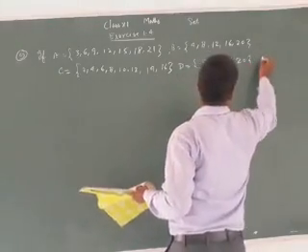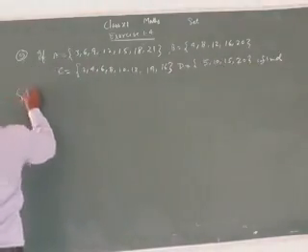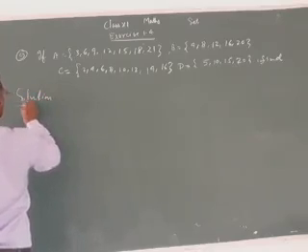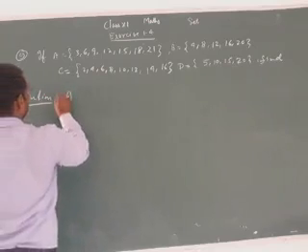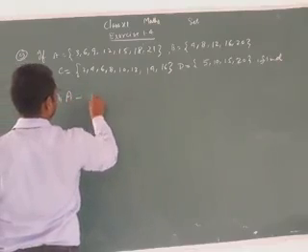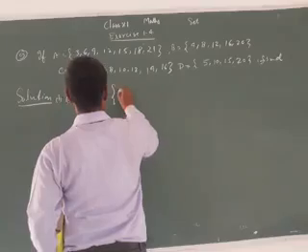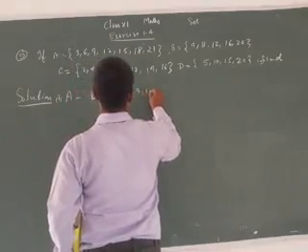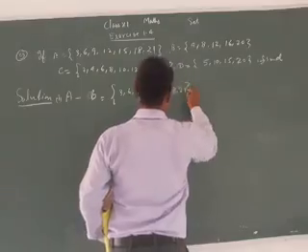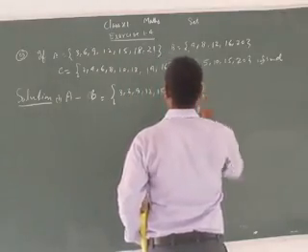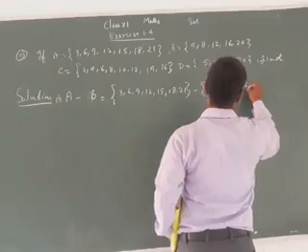So find the first part. Solution. First part: A minus B. So the elements of set A are 3, 6, 9, 12, 15, 18, 21, and minus B, elements 4, 8, 12, 16, 20.